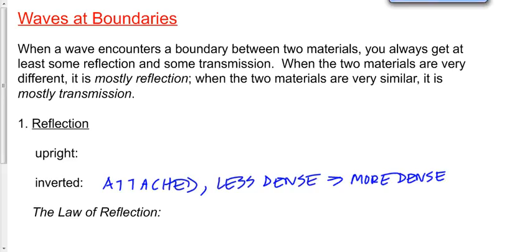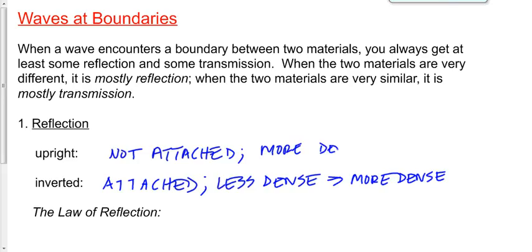Now, if the medium that the wave is going through is not attached to the second medium it's going to, then it's going to be reflected right side up, or upright. Sometimes it's difficult to think of it that way, so once again, we have to think of it in terms of density. If we're going from more dense to less dense, we can say that it's going to be reflected right side up. So slinky to person, upside down. Slinky to air, it's going to be reflected upside down, or inverted.